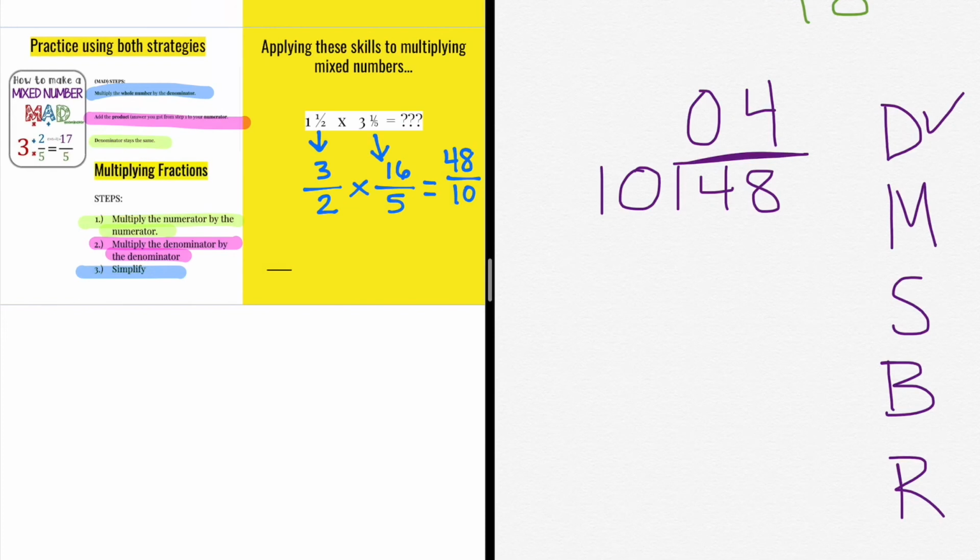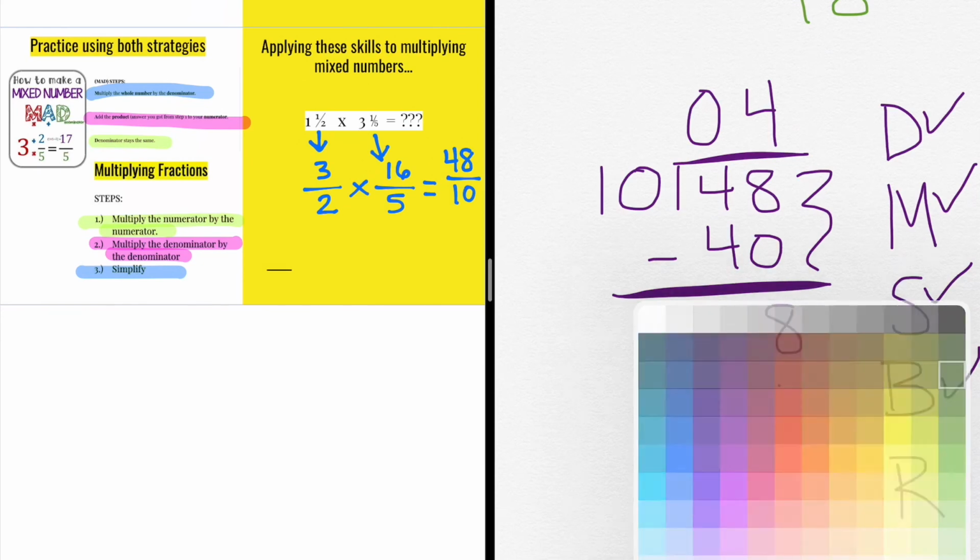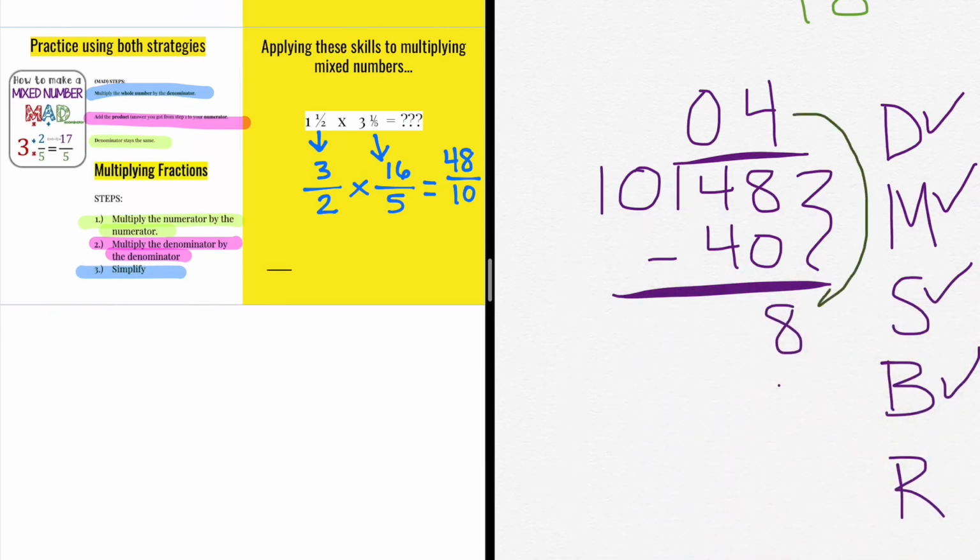My next step is to multiply. 4 times 10, and that gives me 40. My next step is to subtract. 48 minus 40, and that gives me 8. There are no numbers to bring down, so I'm done with that step. And now you have to decide, repeat or remainder. And I know that this is a remainder because 8 is smaller than my divisor. So my new fraction is 4 8/10.